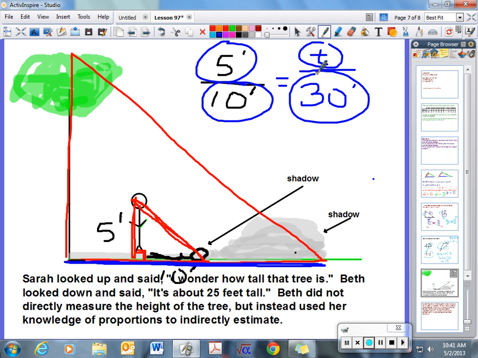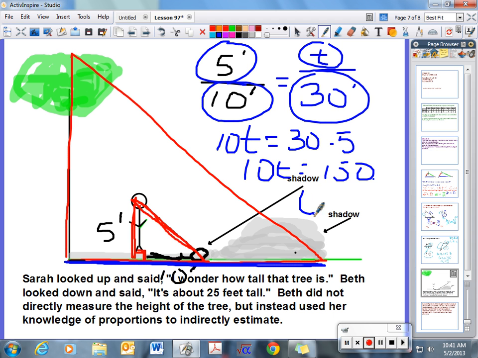If we do our cross products, then we have 10T equals 30 times 5. 10T equals 150. And that makes T equal 15 feet. So this is a 15-foot tree. Not super duper tall, but it is a 15-foot tree.